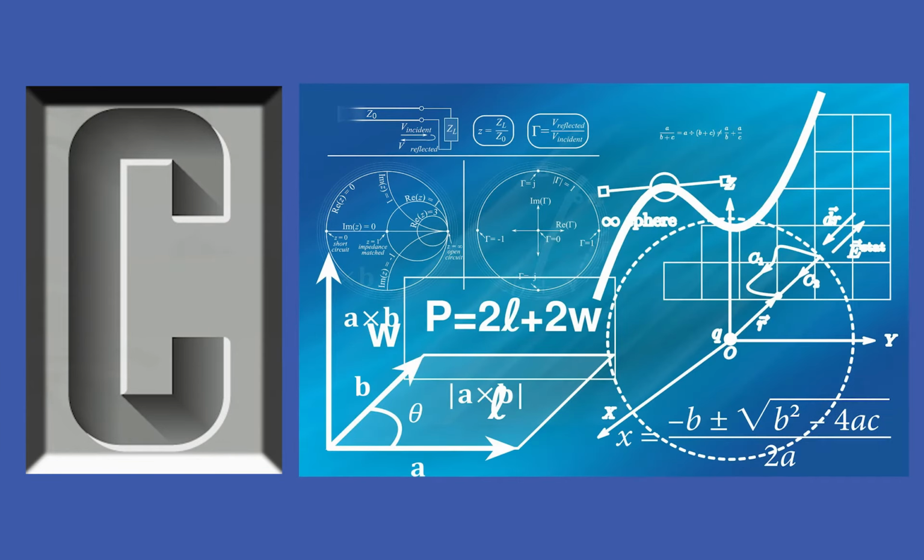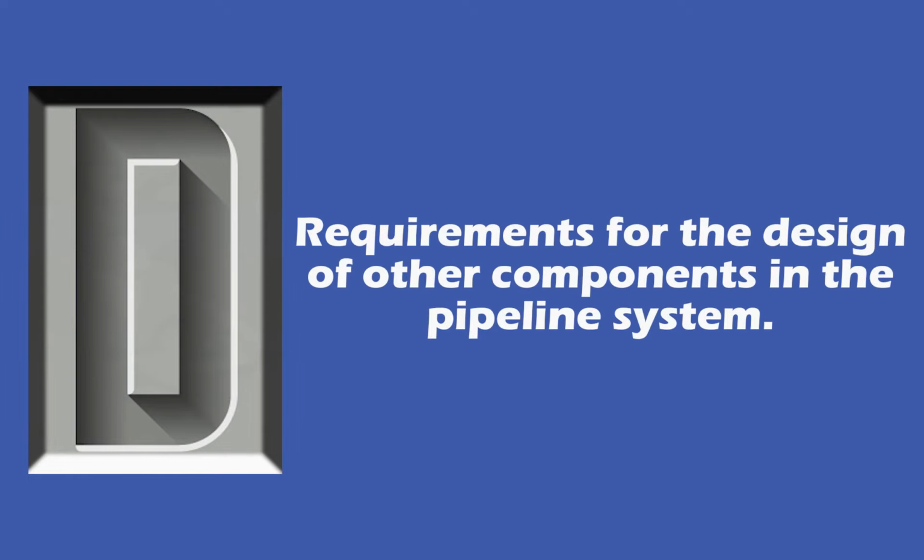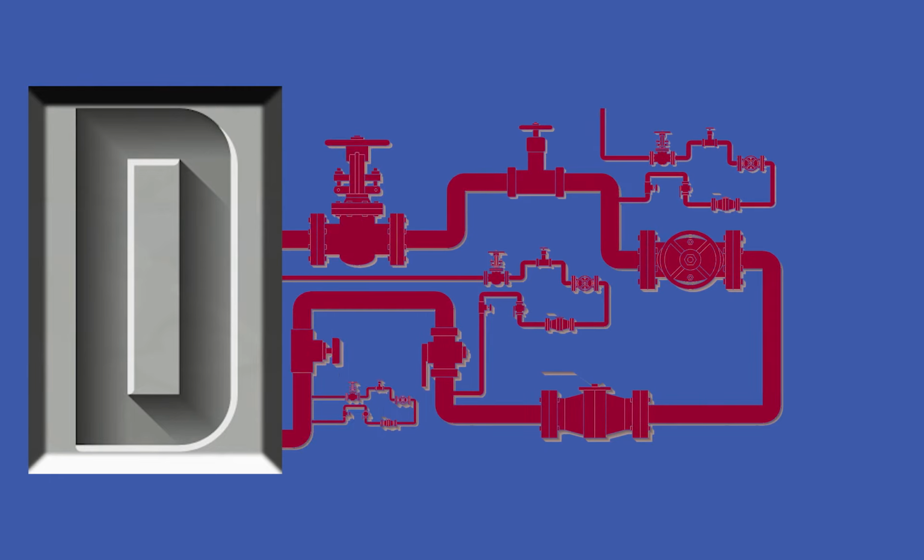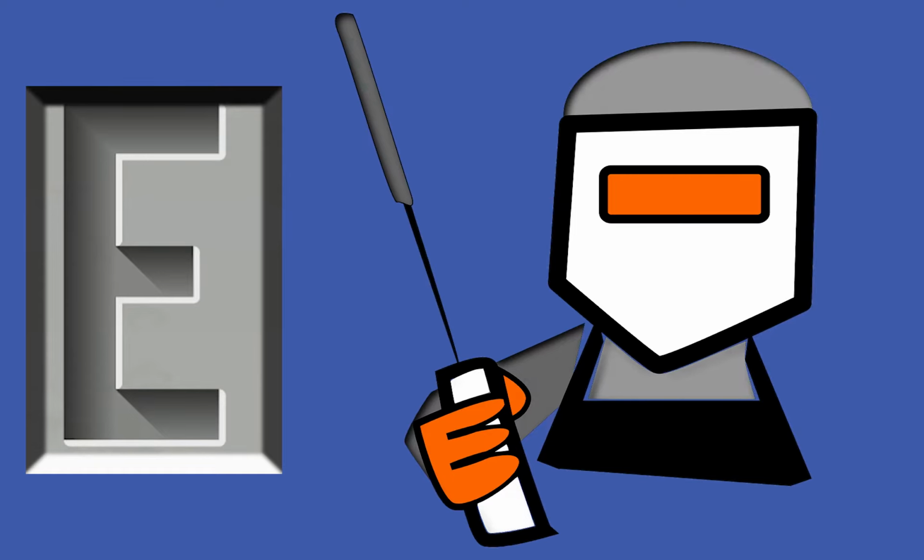Subpart C lays out the requirements for pipe design, including a formula for determining the maximum pressure based on the strength of the steel, plastic, and other factors. And similarly, Subpart D details the requirements for the design of other components in the pipeline system, valves, pressure regulators, and other fittings. Subpart E is everything you ever wanted to know about welding but were afraid to ask.